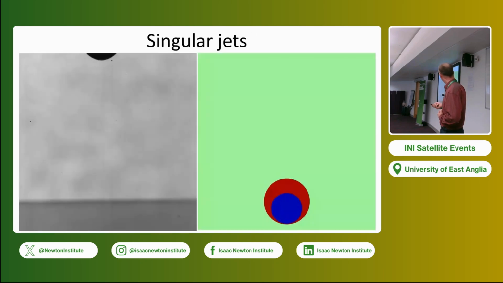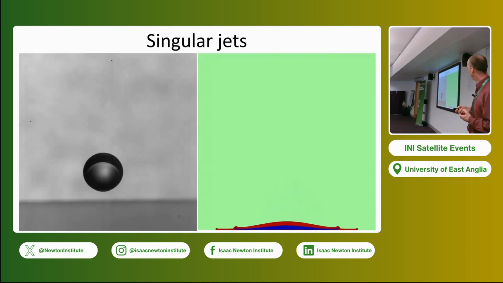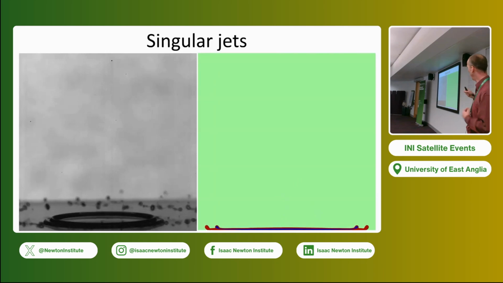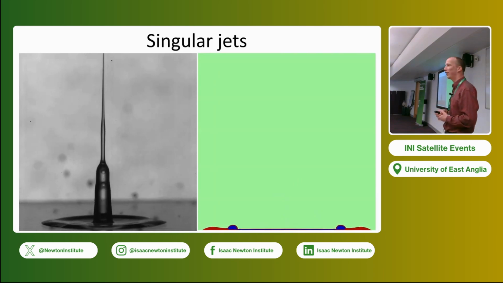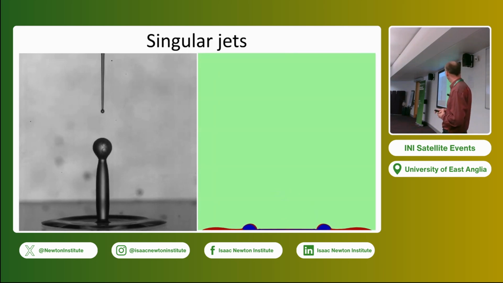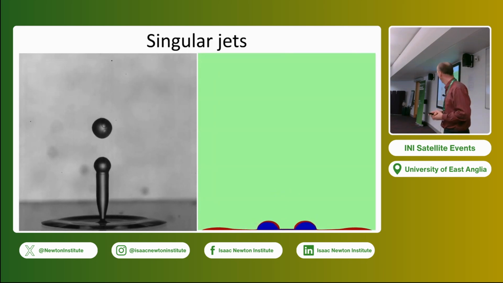And another case where you put an immiscible water drop inside oil, and you also get some very nice jets that can be generated in this configuration.